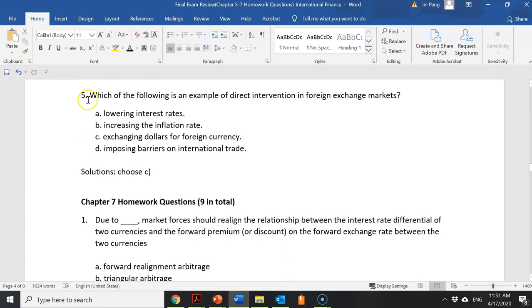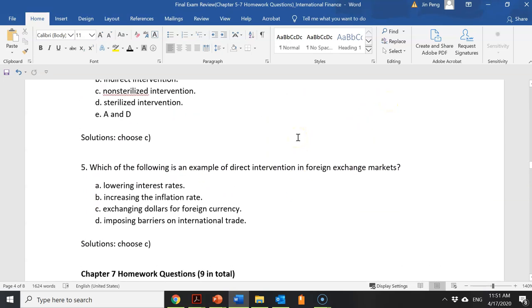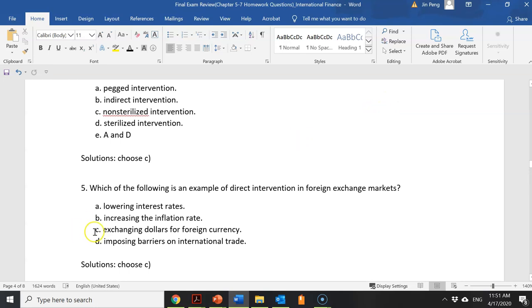Question number 5. Which of the following is an example of direct intervention in foreign exchange markets? Discussed already in question 4. Option C, exchanging dollars for foreign currency should be the right answer because this is the only choice here that is direct intervention. The government is exchanging currencies in the foreign exchange market directly to affect the exchange rates.